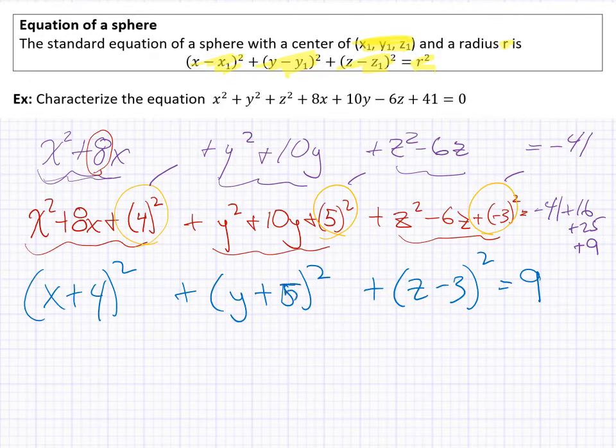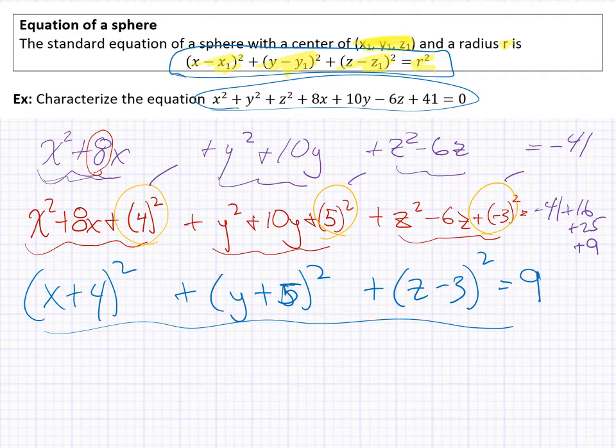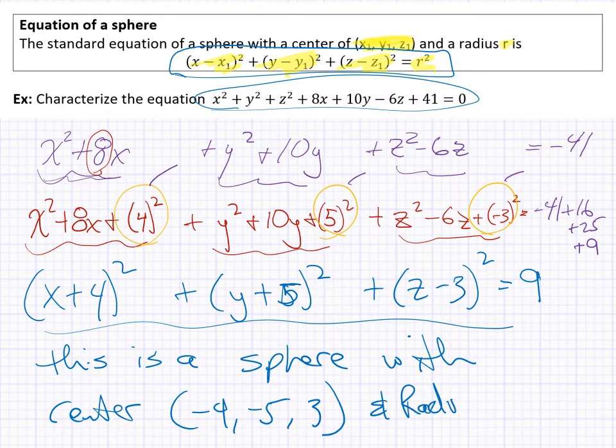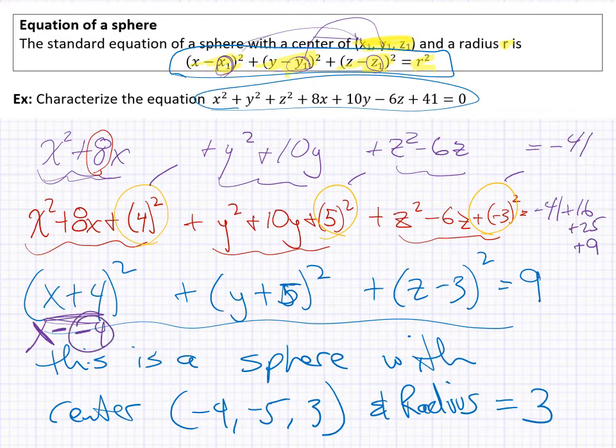And so you see right away that this form of that same equation has the standard form of a sphere. In which case, if we were going to characterize this, we would say this is a sphere with a center of (-4, -5, 3) and radius of 3. And remember, it's x minus x1, where x1 is the coordinate of the center, y minus y1, and so on. So the fact that this is x plus 4, that's really the same thing as x minus negative 4. So the x1 is negative 4, hence the negative 4 there. And also this is r squared, so r itself is 3. So anyway, if we were to characterize that equation, we can do it.